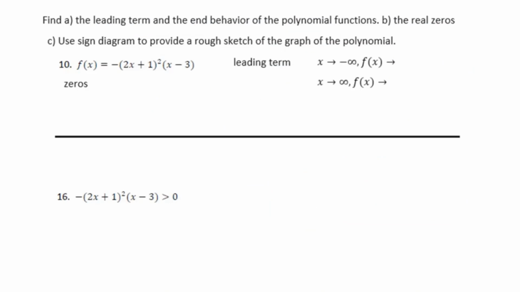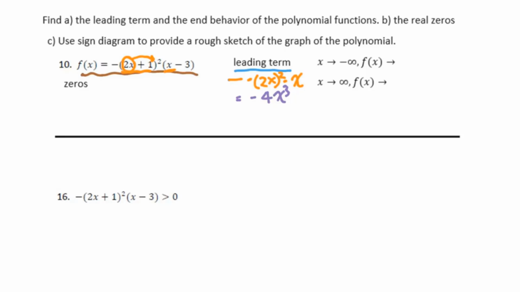Let's do one more example. We have f of x equals -2x plus 1 squared times x minus 3. So the leading term comes from each factor. We have the negative sign first. The next factor is 2x plus 1. Leading term is 2x to the second power, so we do 2x squared. Then the third factor, that's x, I multiply by x. Then we get -4x to the third power.